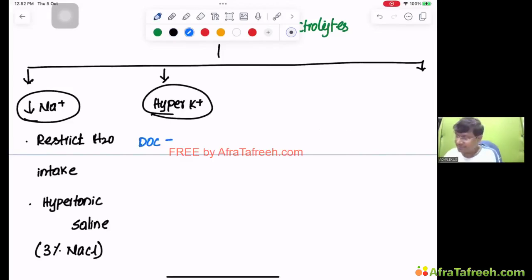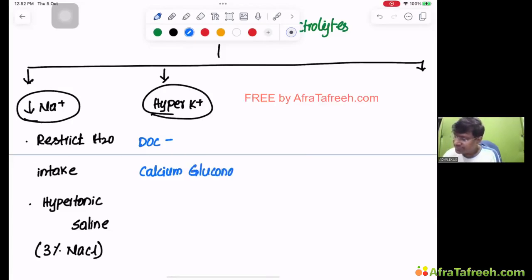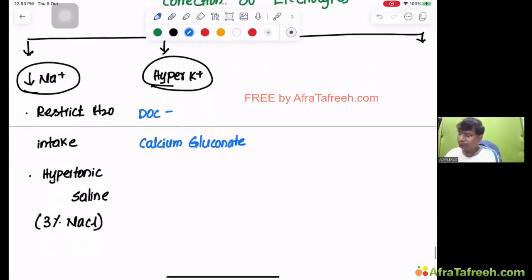Drug of choice for hyperkalemia is calcium gluconate. Yeah. So now this calcium gluconate, please remember, it will not reduce the potassium levels. Calcium gluconate will only sensitize the myocardial membrane and prevent the development of arrhythmias. That is what your calcium gluconate does.